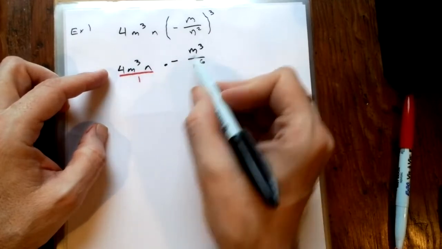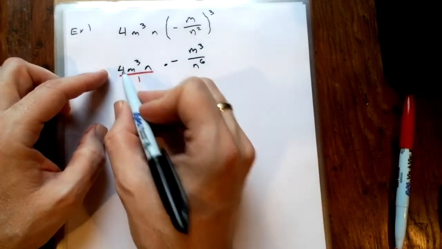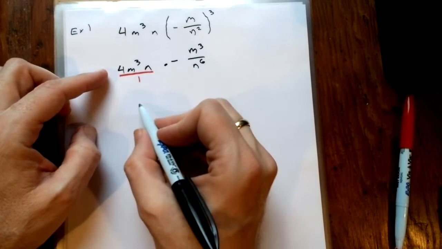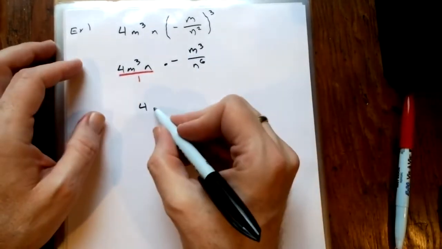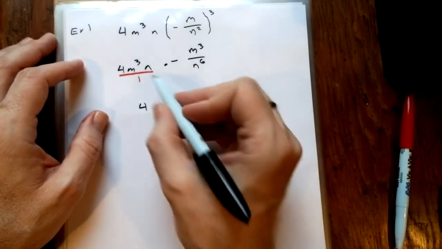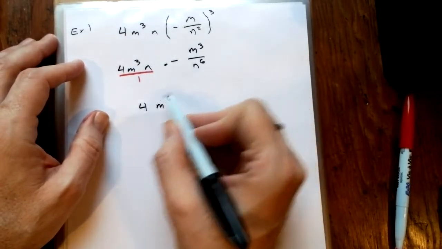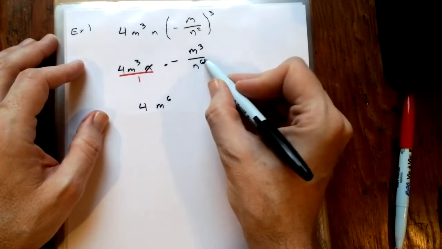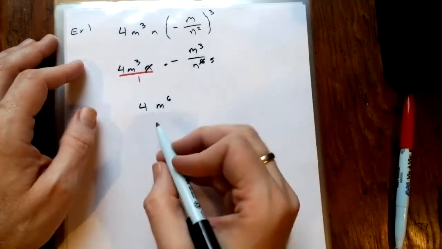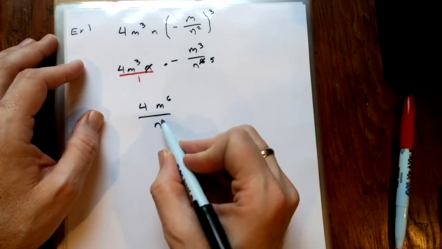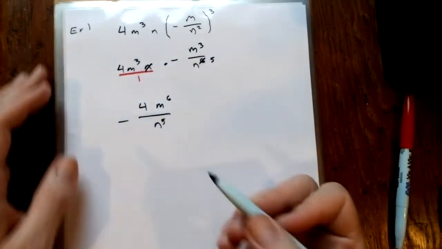Well, our m cubed times m cubed, I only have one constant here in this whole thing. So I'm left with that 4. I'll have my m cubed times m cubed, which will be m to the sixth. And then I have my n over n to the sixth, which will leave me with an n to the fifth because I subtract my exponents. And that negative just follows along.